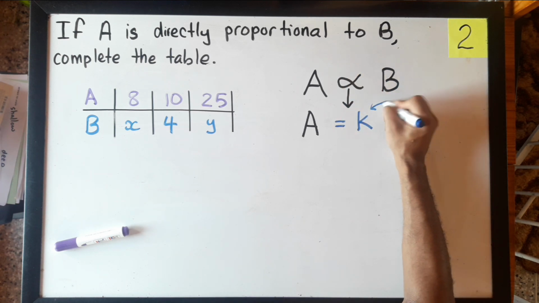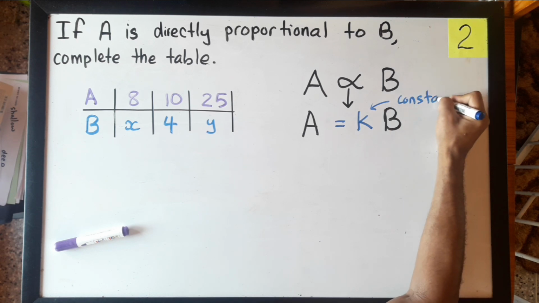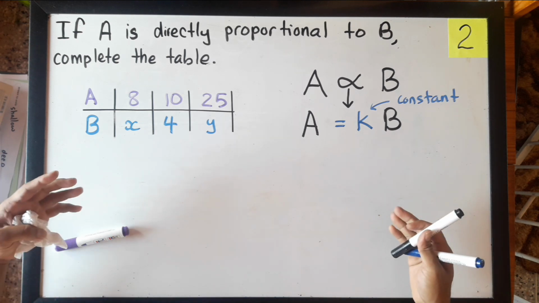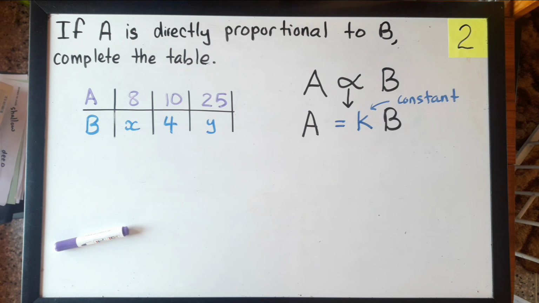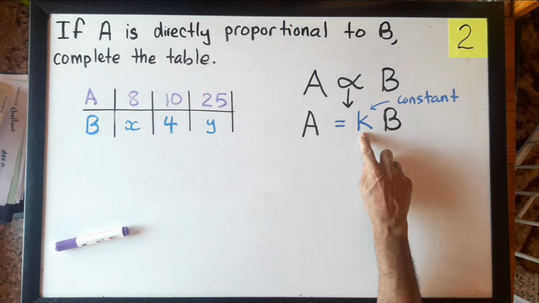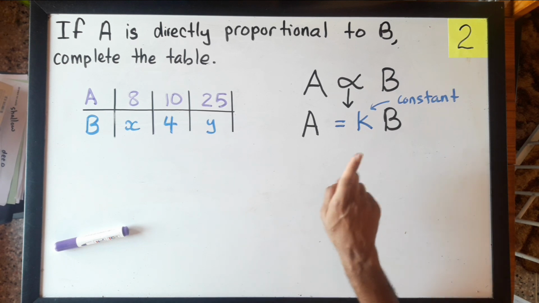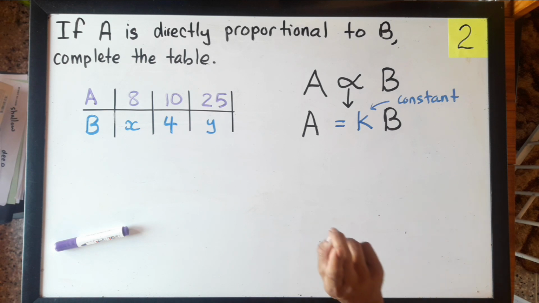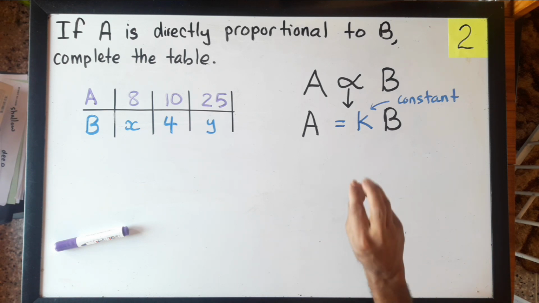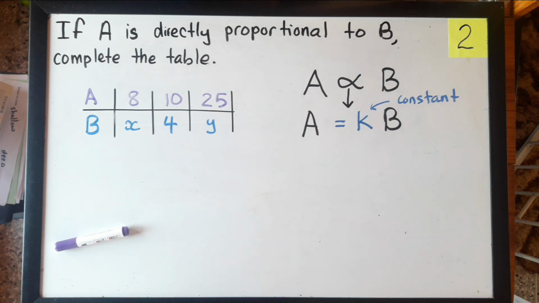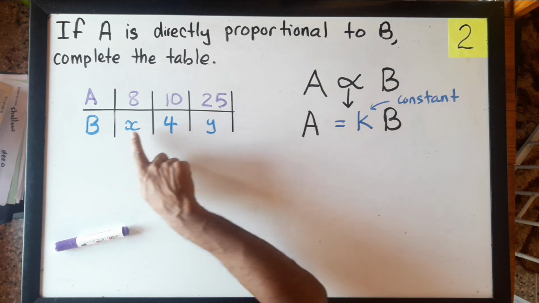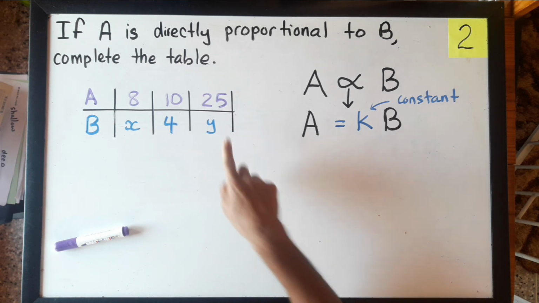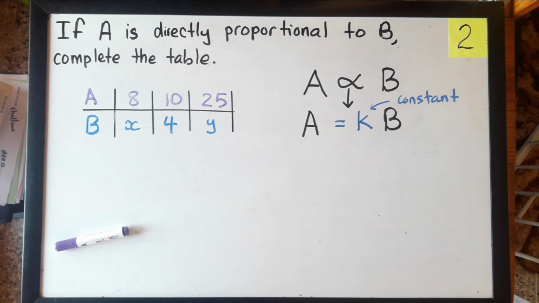K stands for constant. When you say something is constant, it means it's not changing. So anytime you see one of these directly proportional questions, your job is to find the value of K first. Once you find the value of K, guess what? It will remain constant. It will never change for the rest of the question. Once we find K, then we can go and complete the table and find the values of X and Y. So how do we figure out the value of K?